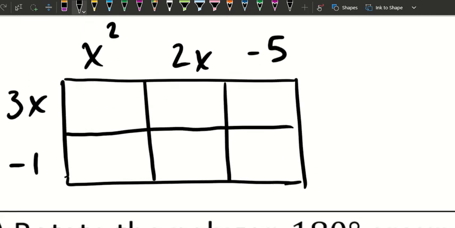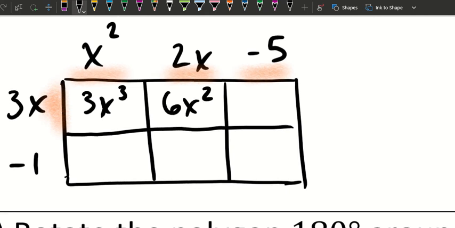Inside of each one of these, I'm going to find the products of multiplying the thing above by the thing off to the right. Every single time, the thing above by the thing to the right. So let's begin. When I multiply 3x times x squared, I get 3x raised to the 3rd power. When I multiply 3x times 2x, I get 6x squared. And when I multiply 3x times negative 5, I get negative 15x.